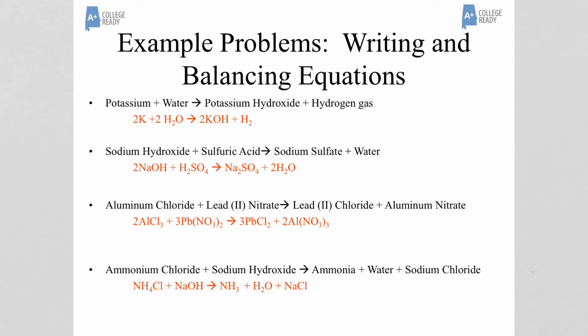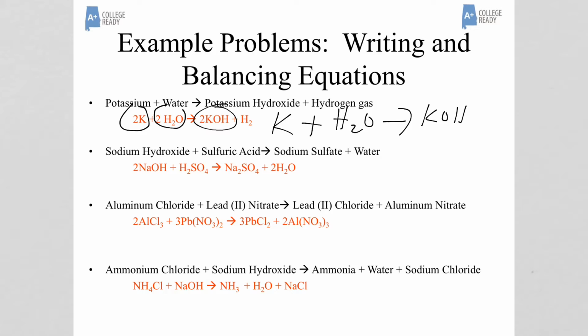So here are some examples of balanced equations. We have potassium plus water, so K plus H2O yields potassium hydroxide plus hydrogen gas. Notice that we've got the coefficients of 2, 2, and 2. We had to do that because when we originally wrote out the equation, we had 3 hydrogens over here and only 2 hydrogens over here. So to change that, we had to make a balance.